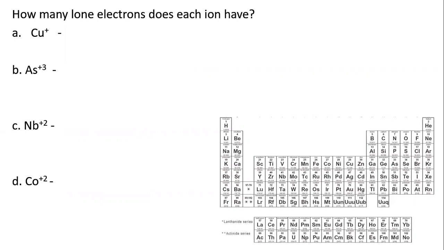So before we get into each one of these, just a few rules about electron configuration of ions. So for S block cations, you only remove from the last s orbital.